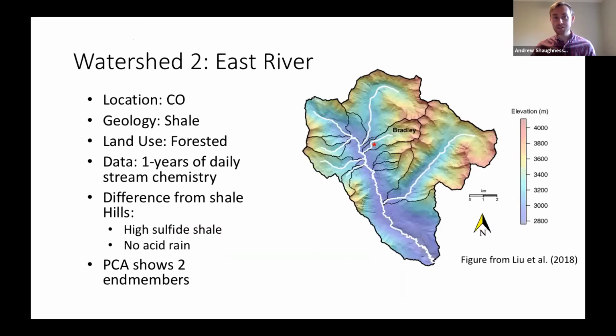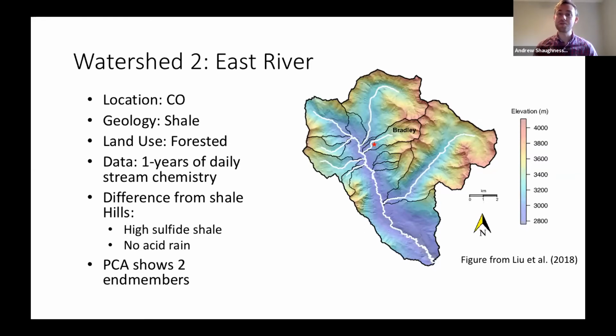Okay, so we're going to leave Shale Hills for a second, and I'm just going to apply this model now to two other watersheds, and we're going to discuss those real quick, how they're a little bit different than Shale Hills, and then we're going to tie this back to the CO2 dynamics at the end for weathering in the critical zone.